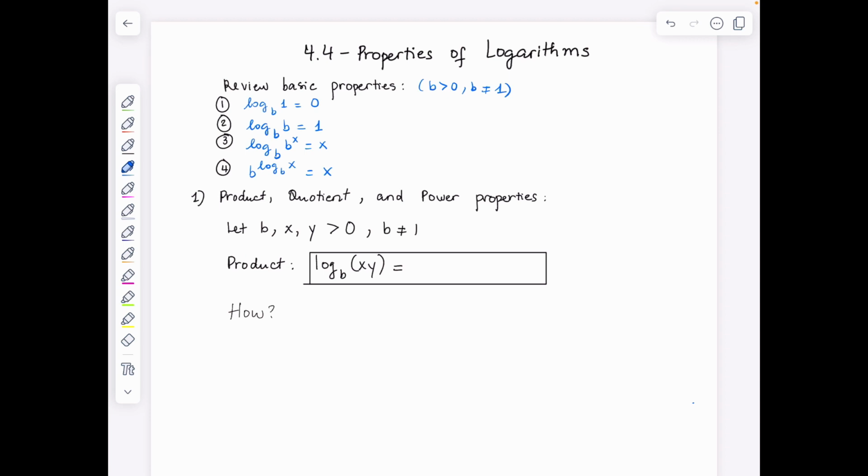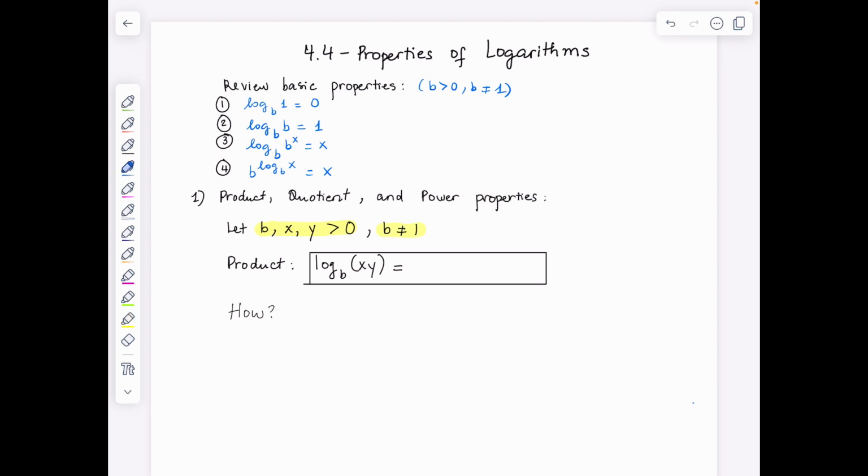Today, I'm going to introduce 3 new properties. They are called the product, quotient, and power properties. These are very important properties. It'll help you solve equations later. Let's talk about the product property. For any of these properties, we want to make sure that the conditions are met. b, x, and y all have to be positive numbers, and b cannot be 1.